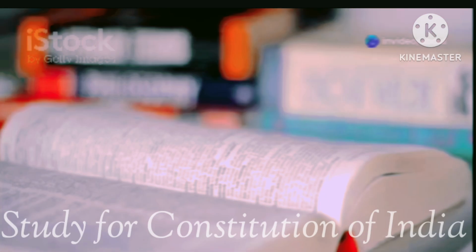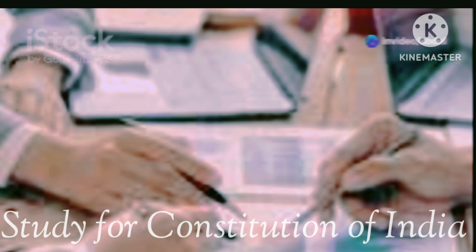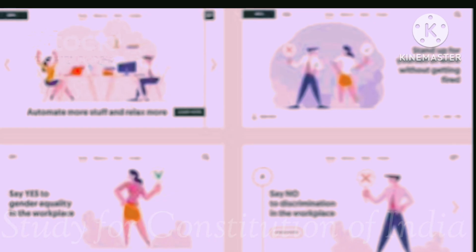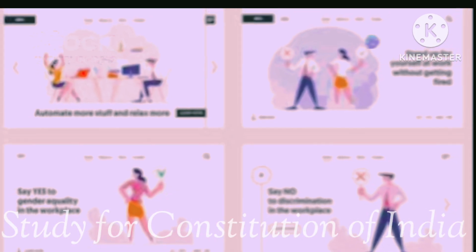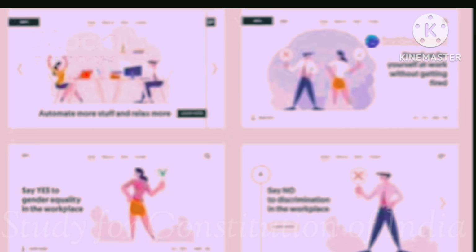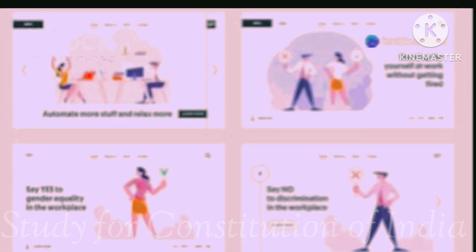The Constitution is not set in stone. It can be amended to meet evolving needs. Notable amendments include the 44th Amendment in 1978 and the 73rd and 74th Amendments for local governments.